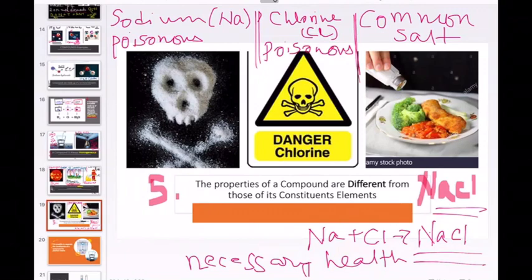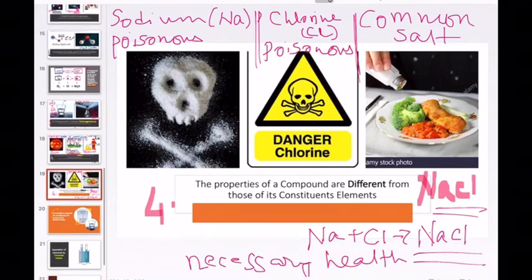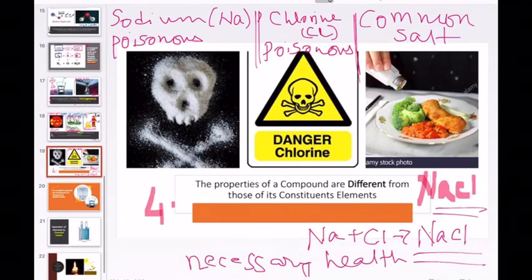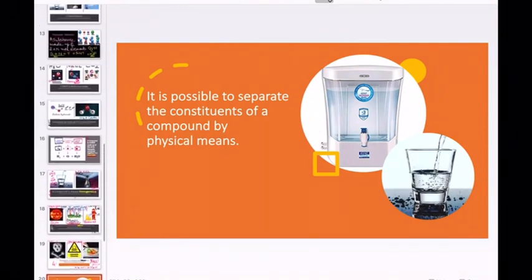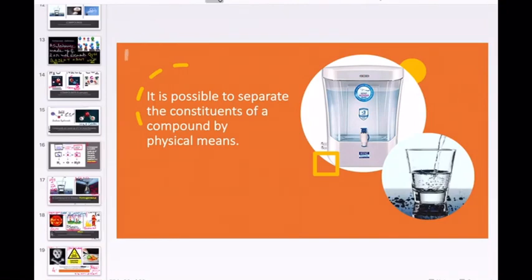Next, this is actually property number 4, second part of property number 4. It is the same property. Next we move on to next property. Property number 5.